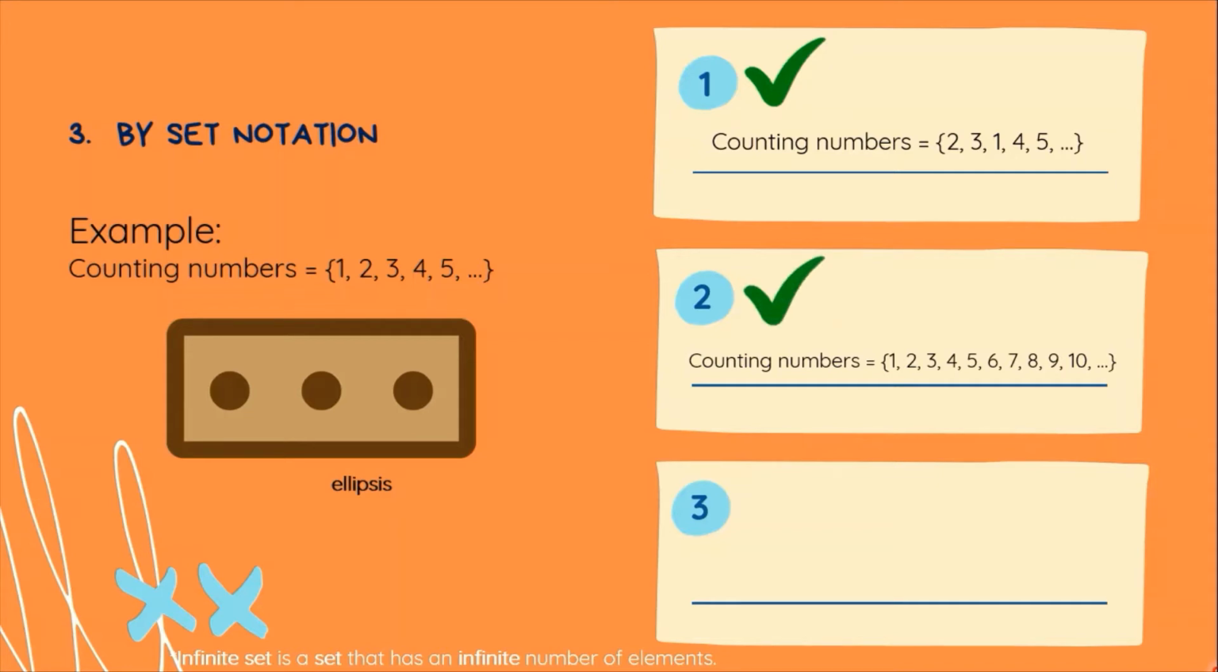However, magiging mali lang siya kung ang infinite set ay hindi natin nilagyan ng ellipsis. Because it would then refer to a finite set, which is wrong dahil we know that counting numbers doesn't end with 5.